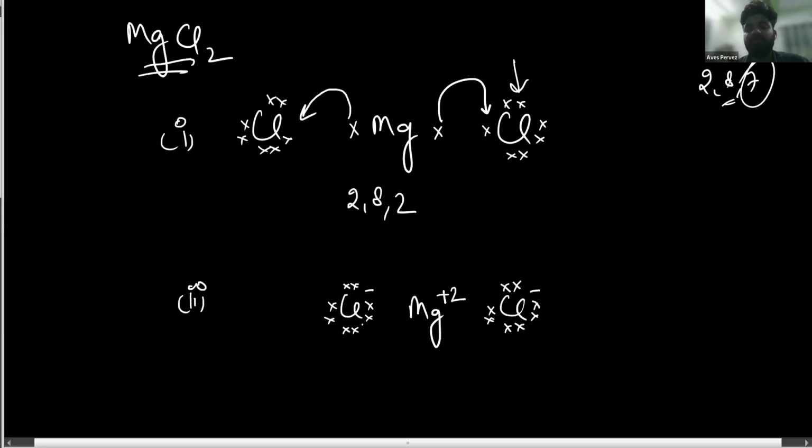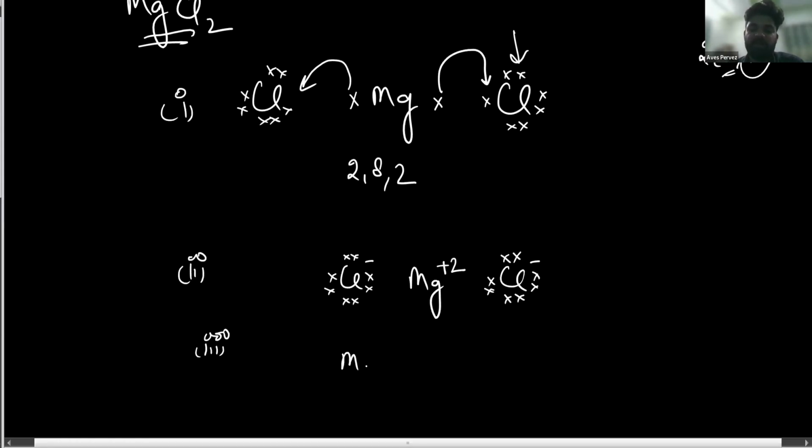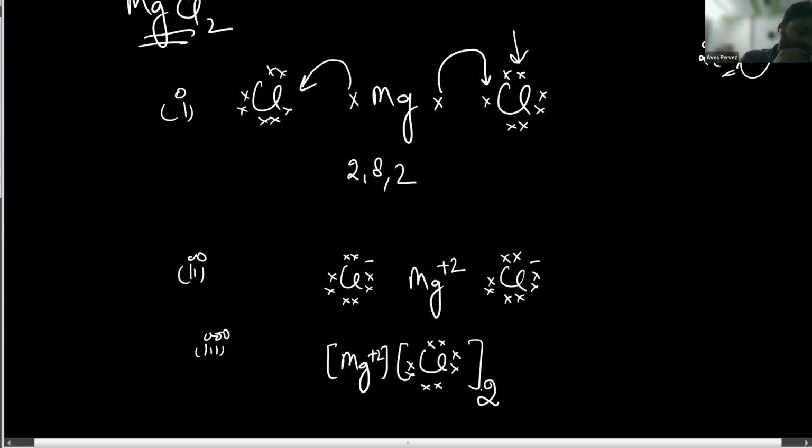Okay. Now this is done. Now in the third step, what do we need to do? We have to write here Mg 2 positive in brackets. And then Cl with 8 electrons. And how many Cl atoms are there? 2. So I have to write here 2. Got it? So what about the negative sign? Now we have to put it here.